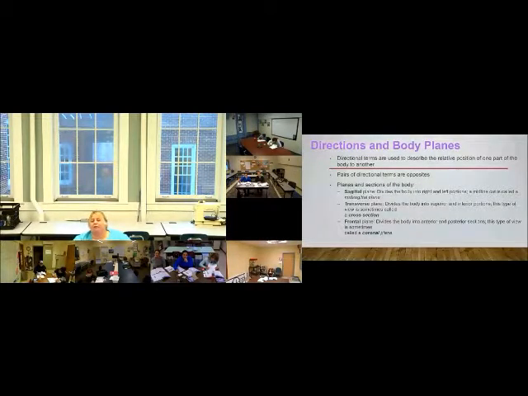Okay, so body planes and directions. I think everybody has mastered the whole right and left thing, and so hopefully you have anyways. So the directions and body planes are opposites of each other typically. So you know, if you can describe one thing, you always want to describe the other. So we're going to start with the planes of the body. And planes are imaginary lines that divide the body into sections that make it easier for us to discuss.